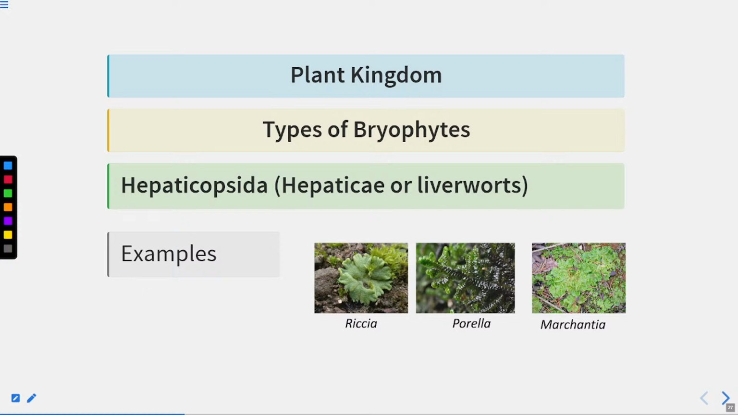Hepaticopsida. So here are some of the examples. Here you can see Riccia, Porella and Marchantia. So these are some of the examples.